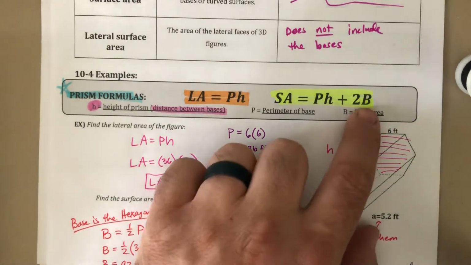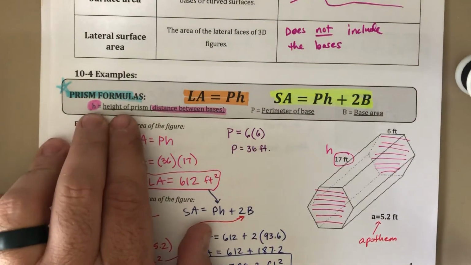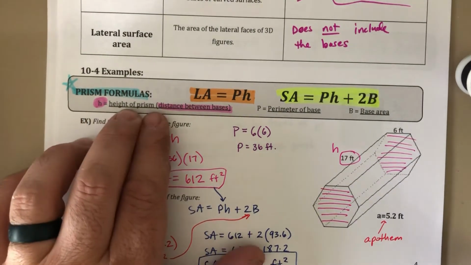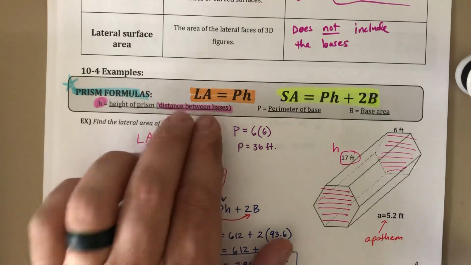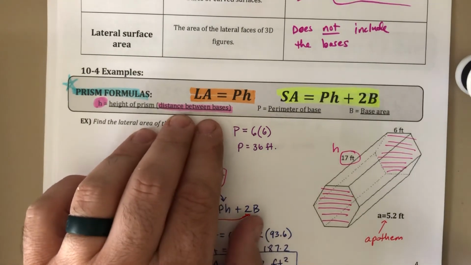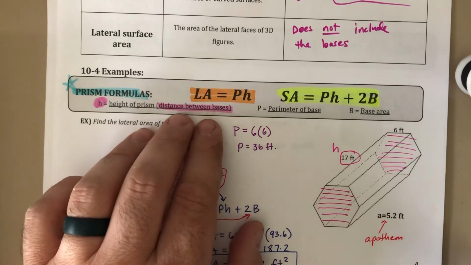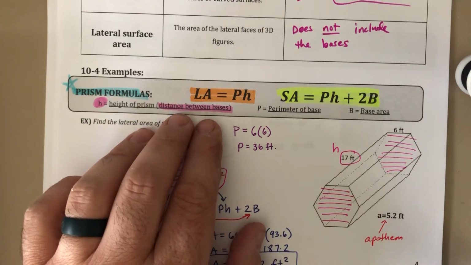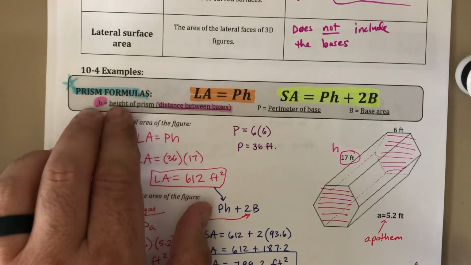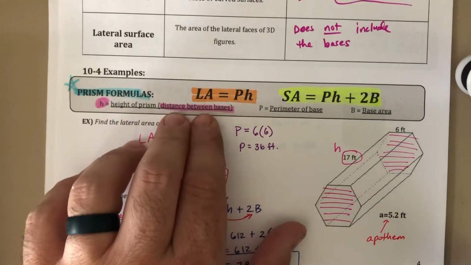Okay, and a few notes, and this is a couple of really important pieces here. H stands for height of the prism. It's the distance between the bases. Highlight that. Okay, we're so used to thinking height has to go up and down, but it does not. We're in three-dimensional land now, and the height is defined as, for a prism, the distance between those bases.